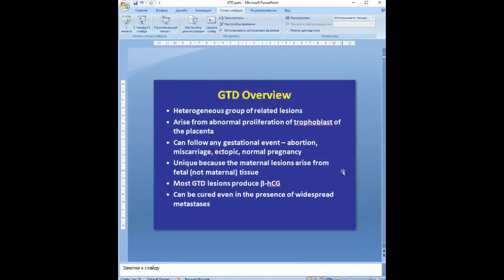Gestational trophoblastic disease. First of all, overview. What is GTD? GTD is a heterogeneous group of related lesions arising from abnormal proliferation of trophoblasts of the placenta. They can follow any gestational event: abortion, miscarriage, ectopic or normal pregnancy. They are unique because the maternal lesions arise from fetal, not maternal, tissue. Most GTD lesions produce beta-HCG. They can be cured even in the presence of widespread metastasis.